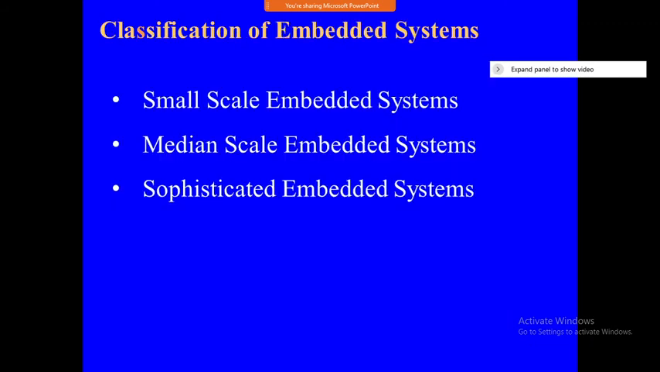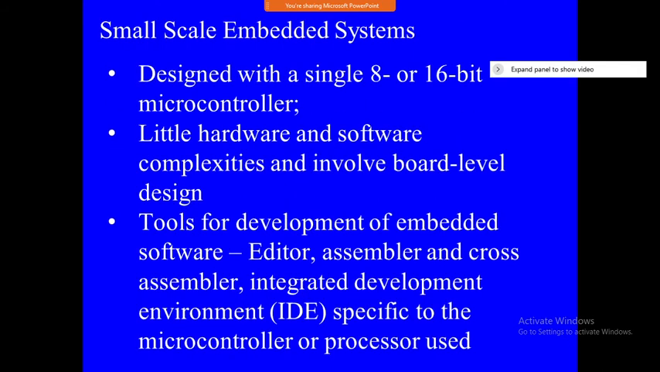Next we'll go to the classification of the embedded system. Previously we have seen that. The classification of embedded systems is small scale embedded system, medium scale embedded system, and sophisticated embedded systems. First we'll see the small scale embedded system. Small scale means small things will be there. It is designed with a single 8-bit or 16-bit microcontroller, with little hardware and software complexity, and involves board level designing.